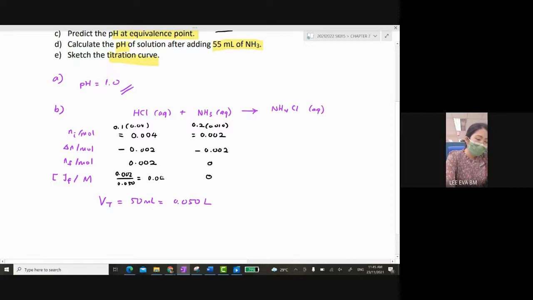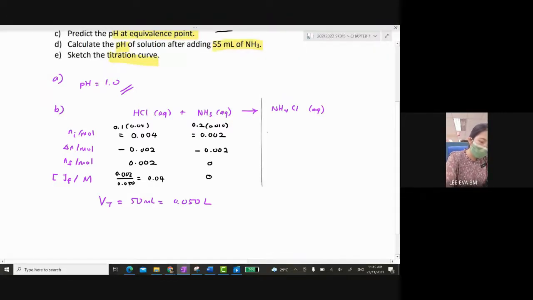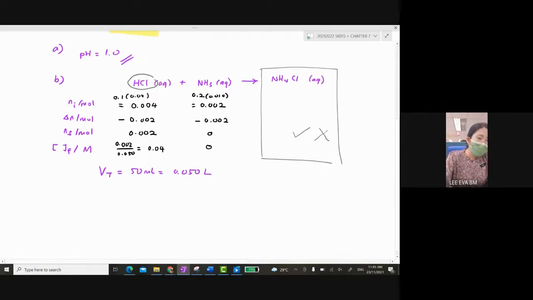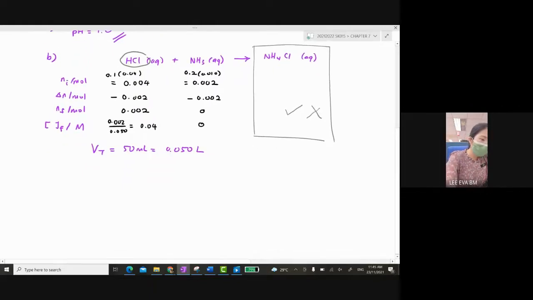0.04. Okay, so again, for this column, you can fill in or you don't have to fill in, because it doesn't have any effect towards the pH value. Reason: now you're having a strong species. pH value will depend only on the HCl. So this one, fill in or leave it blank, it doesn't matter.